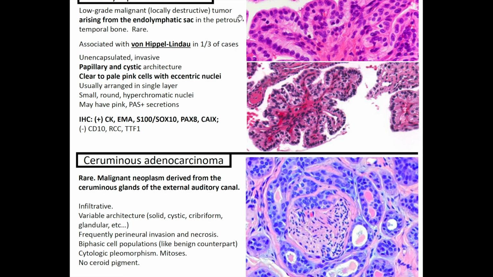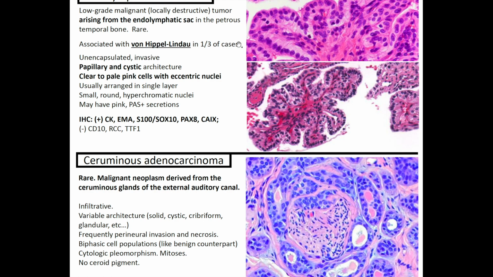Next up, we've got endolymphatic sac tumor. This is a low-grade malignant, locally destructive tumor arising from the endolymphatic sac in the petrous temporal bone. These are very rare, but associated with von Hippel-Lindau in about a third of the cases. Unencapsulated and invasive architecture, and it can also be papillary and cystic.